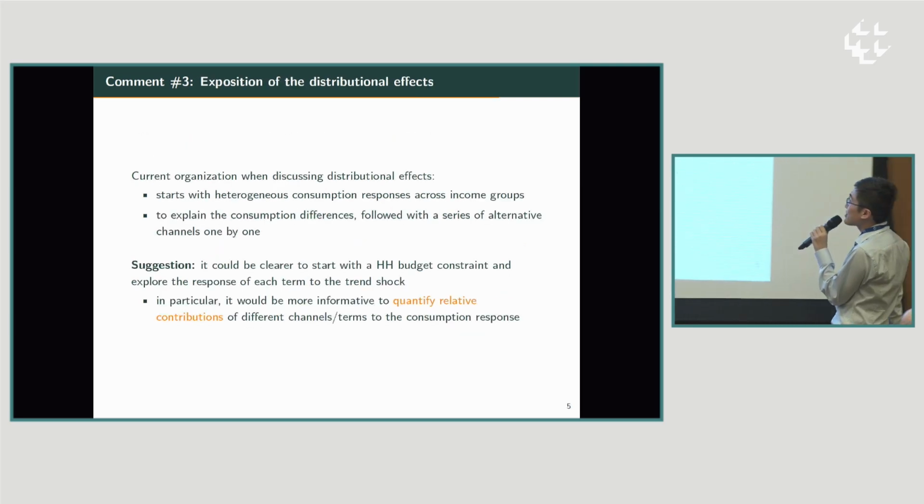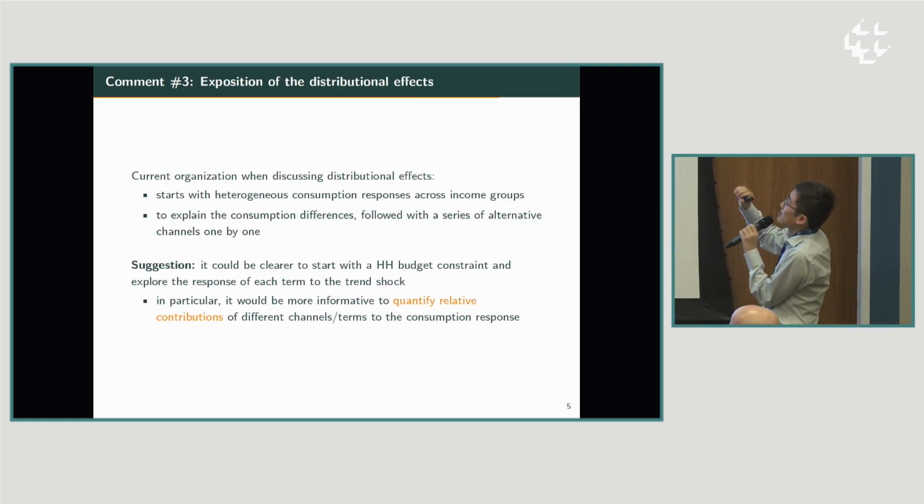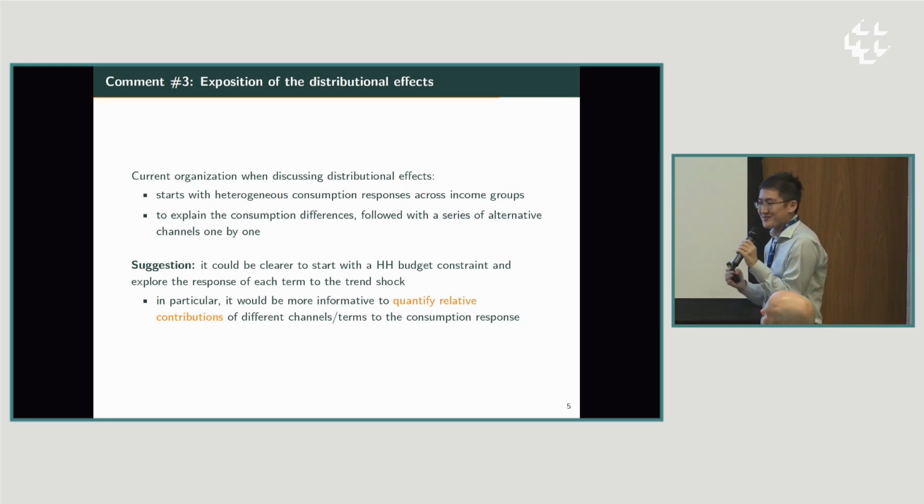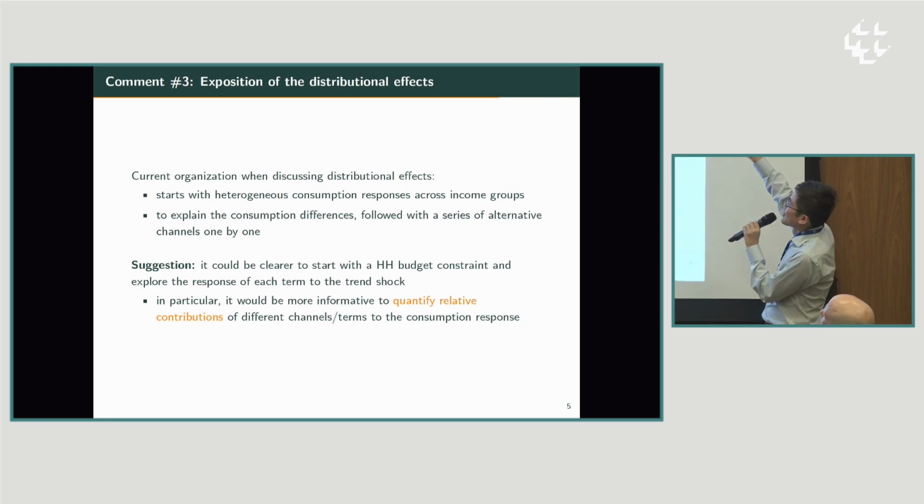Okay, so the last part is a relatively minor comment. It's about the explanation of the distributional effects. We can see from Alejandro's presentation, they have very rich results. Currently, they start with heterogeneous consumption responses across different income groups, and then, to explain these consumption differences, they follow with a series of alternative channels one by one, which I really appreciate.